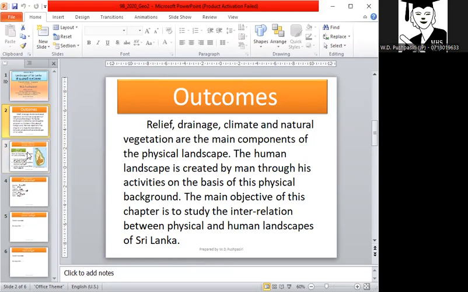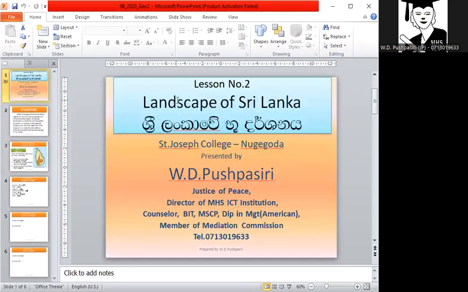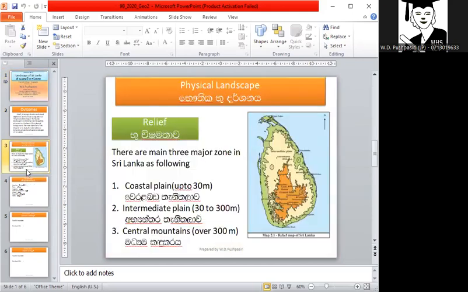So now when we are talking about Sri Lanka, the first thing is the physical landscape of Sri Lanka we are going to learn. Physical landscape. So shall we write down this one first? Write first of all the heading, right? Landscape of Sri Lanka, this is the heading, lesson number two. Heading you have to write down like this. Then only you have to write down this one, right?